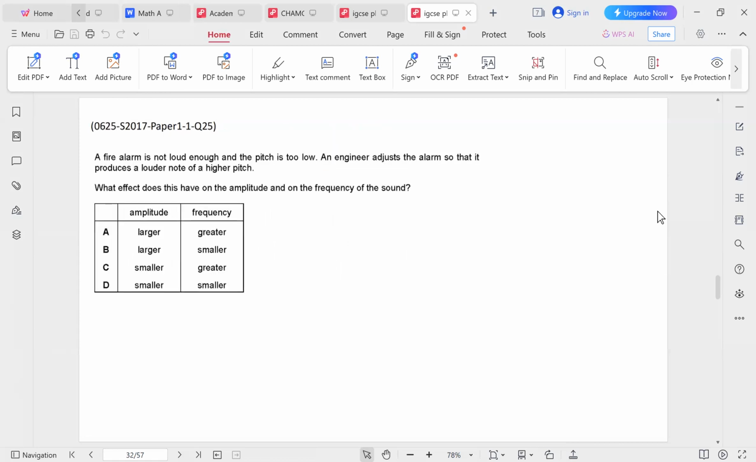A fire alarm is not loud enough and the pitch is too low. An engineer adjusts the alarm so that it produces a louder note of a higher pitch. So both of them increased basically. So we're just going to go for larger and greater. So A here would be the correct answer.